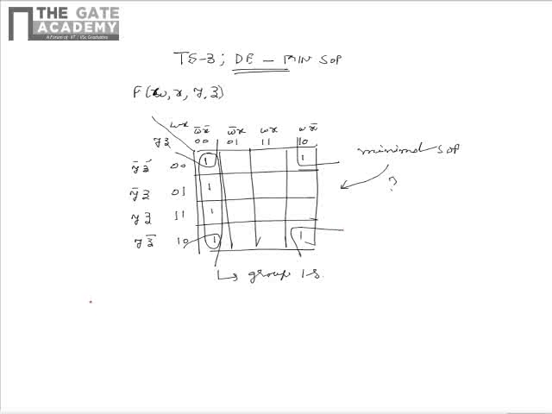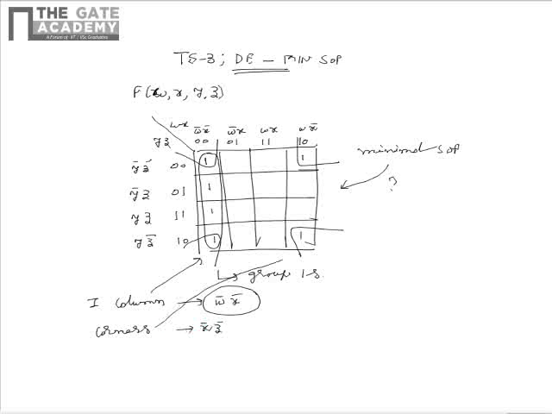Upon grouping the ones in the first column, we see that the ones in the first column correspond to the term w bar x bar, because the y bar z bar, y bar z, yz, yz bar terms have all the values, because of which the first column can be represented as w bar x bar.